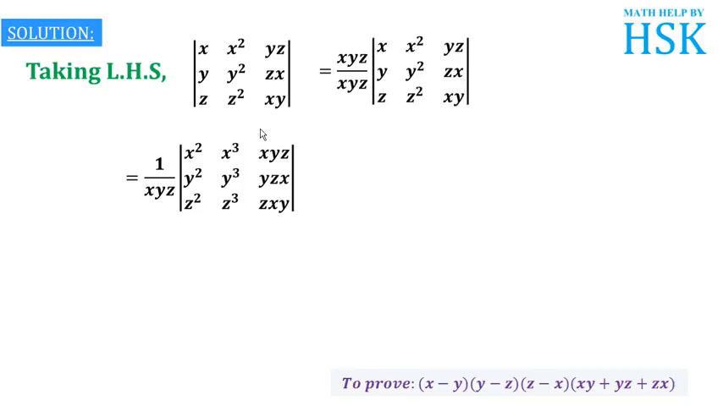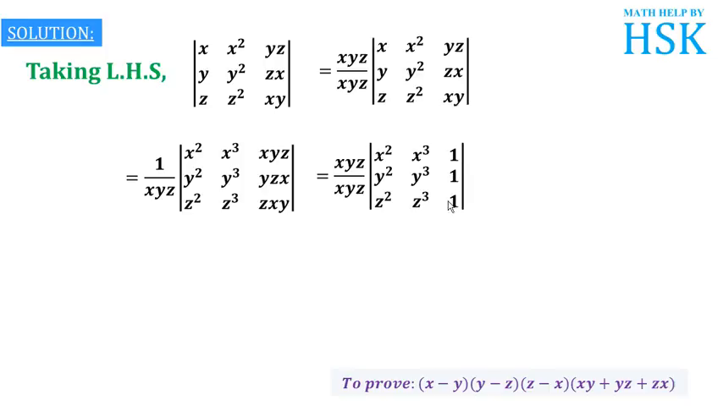After this, I'm going to take xyz common from the third column. On taking xyz common from the third column, I get xyz upon xyz, and these two cancel out, and in the third column I obtain 1, 1, 1. That is, in column 3 all three elements are equal to 1. This makes my determinant converted into an easy form.